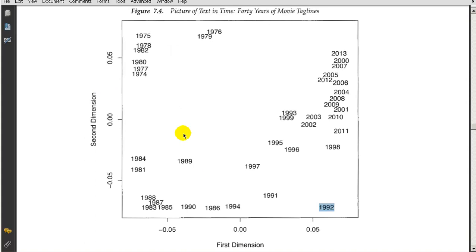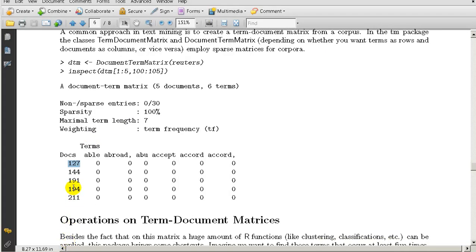Now, as I said, this is not the Reuters documents. This is our movie stuff. And this is all of the taglines for 1975, and so on. How many years do we have here? From 1974 to 2013, so about 40 years. And so we have like 40 documents. So instead of having 20, like in this case, we're going to have 40 rows.